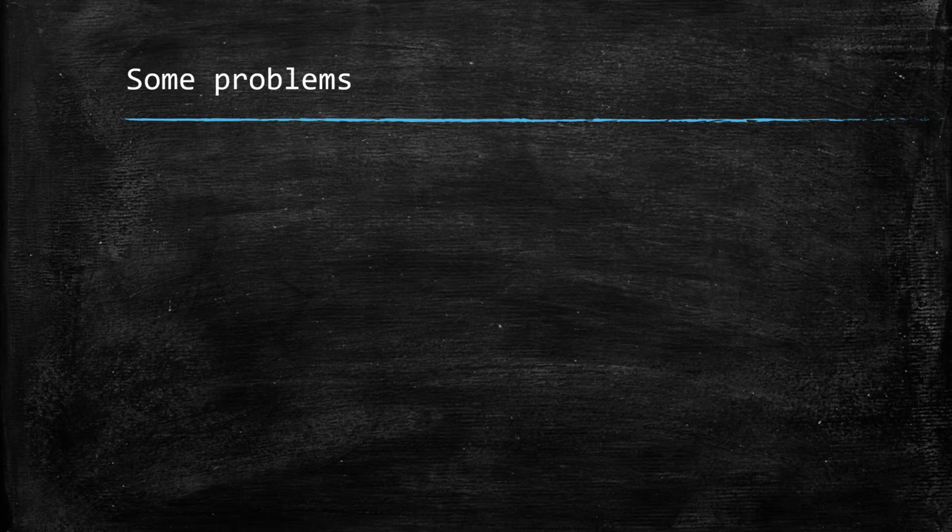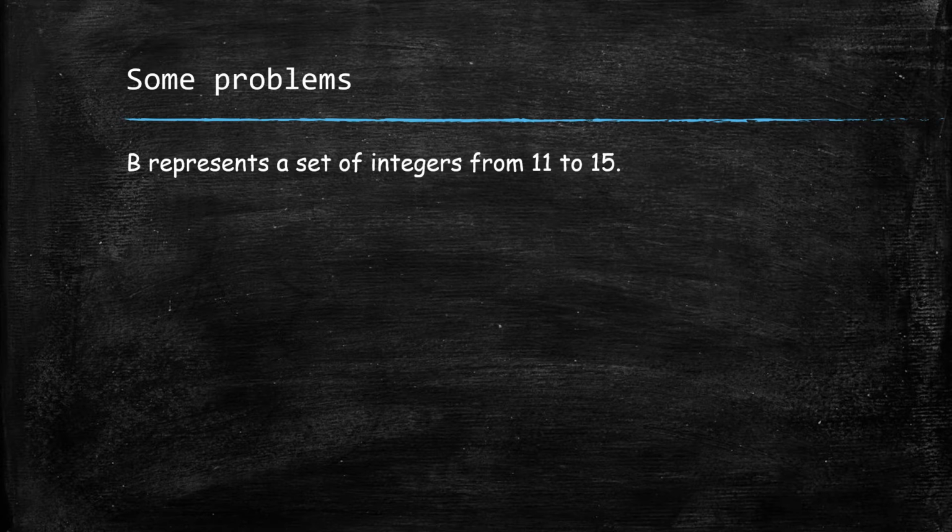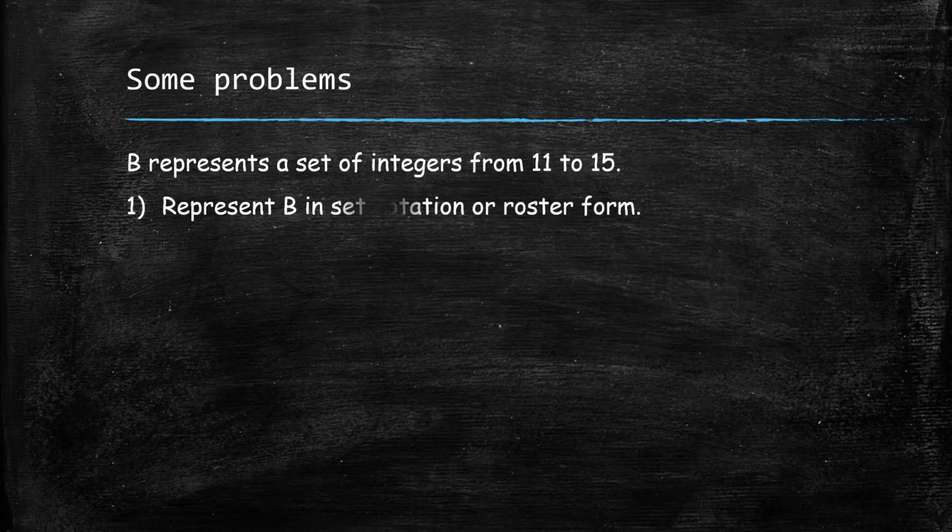So here are some problems which we can look at using the knowledge we have developed so far. Suppose B represents a set of integers from 11 to 15. How would we represent B in set notation or roster form? Roster form is how we represented the set before. Here's how we represent it. B = {11, 12, 13, 14, 15} in brackets.